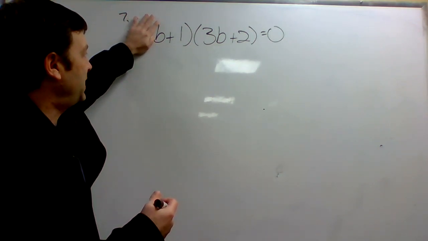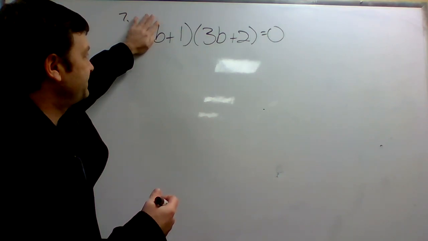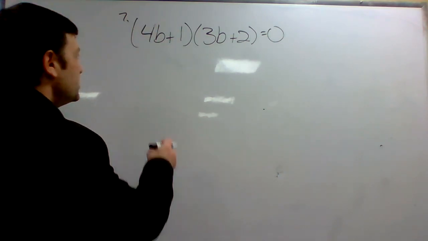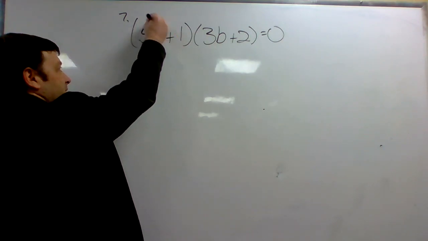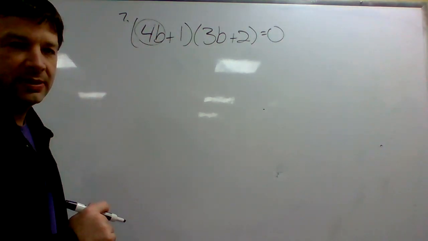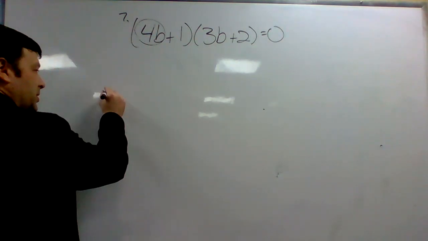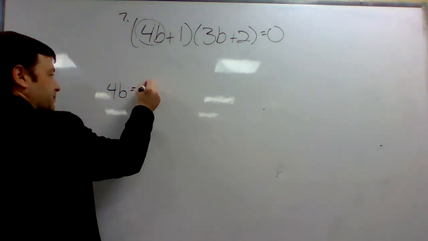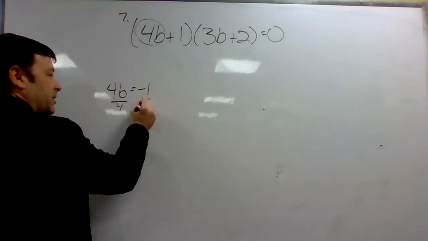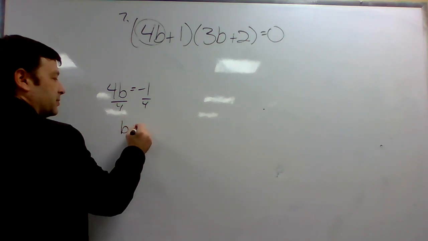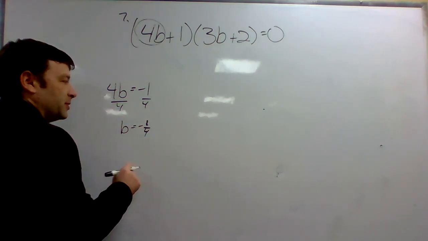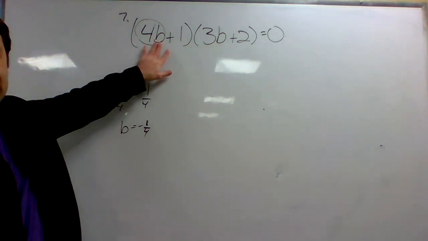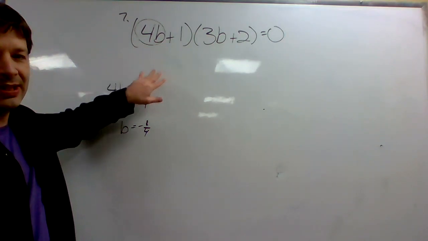If I plugged in -1, yeah, it just wouldn't work. So what I need is to get this to be a -1. And how do I get 4b to be a -1? Well, you divide by 4. So really what we need b to be is -1/4.